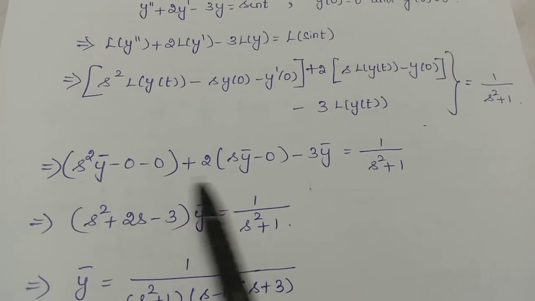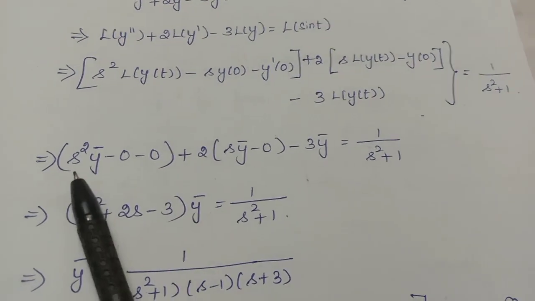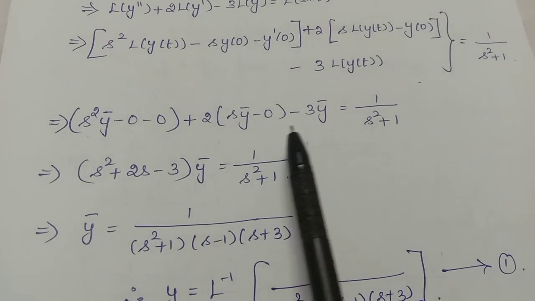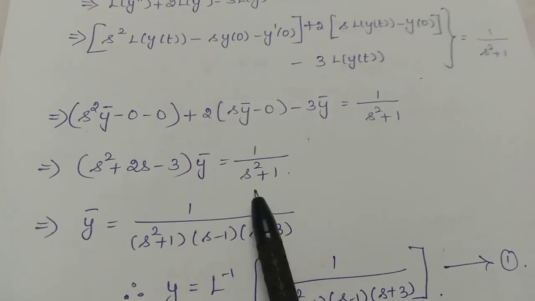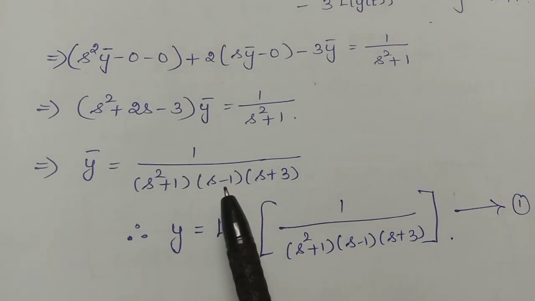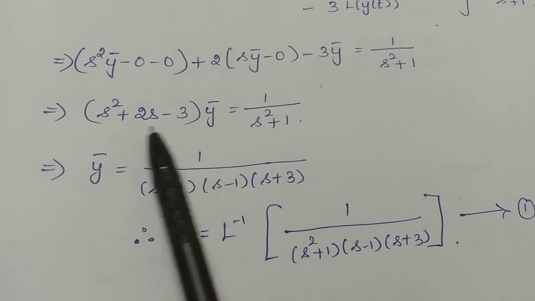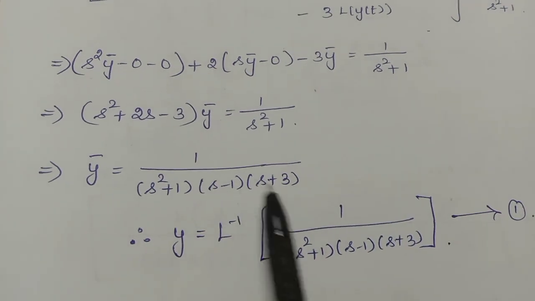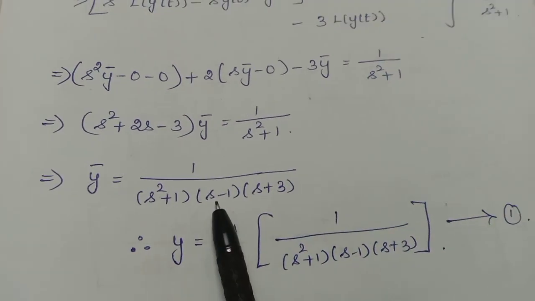Now take this y bar as a common factor outside. So what we have: s square plus 2s minus 3 into y bar equal to 1 by s square plus 1, or simply y bar equal to 1 by s square plus 1 into, now this term can be factorized as s minus 1 into s plus 3. So this is my y bar.